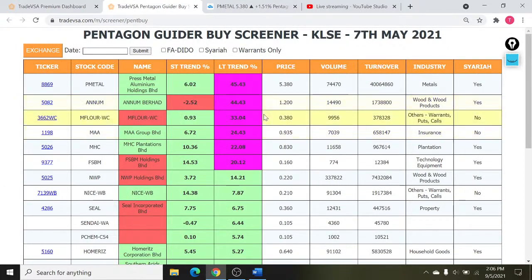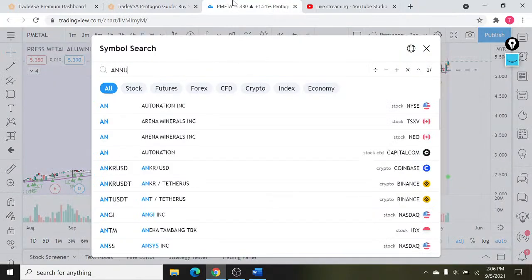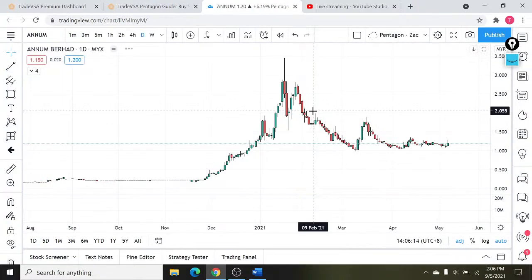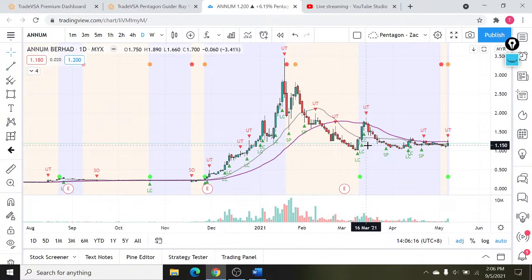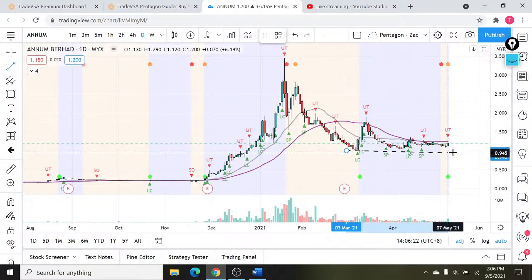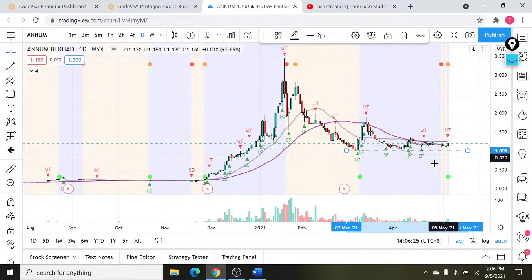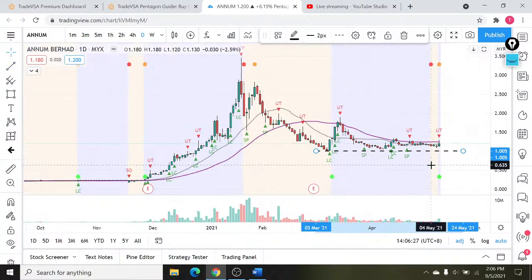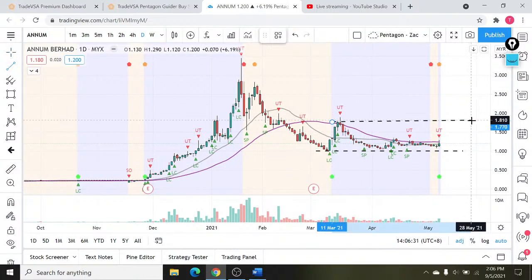Which counter was this previously already? I forgot. Let's try. Anyone recall the stock's name? I cannot remember.